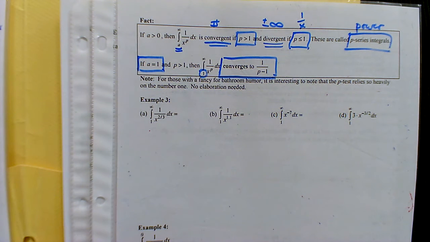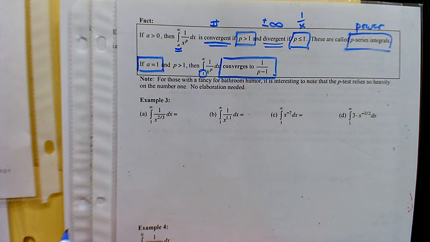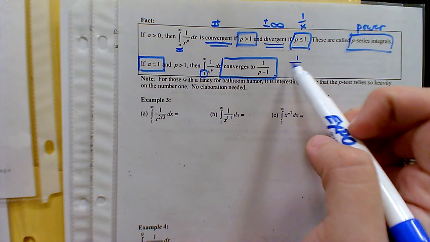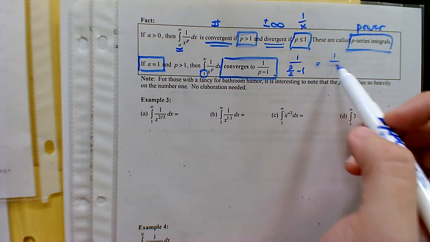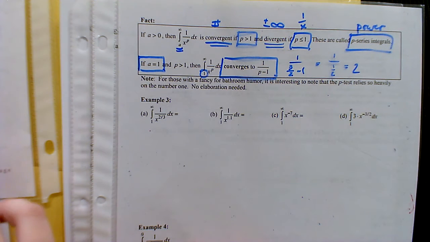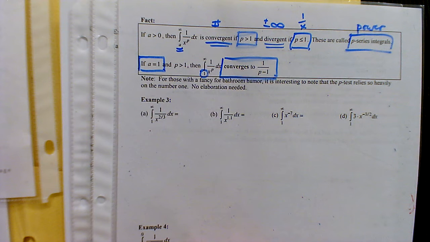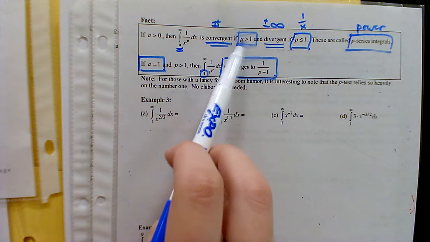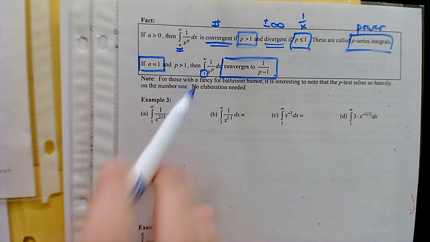So if you look at the 3 other examples that we did, for instance, part A, the p value was 3/2, 1.5. So if we did 1 over 1.5 minus 1, that'd be 1 over 0.5, which is 2. And wasn't that the area value we had? So this convergence value, 1 over p minus 1, is very specific. You have to have a p-series with a power greater than 1, but your lower bound must be 1. If it's 2, it doesn't work that way. So it has to be 1.